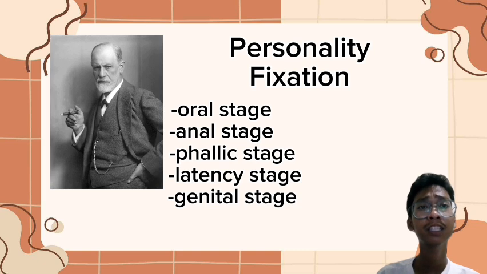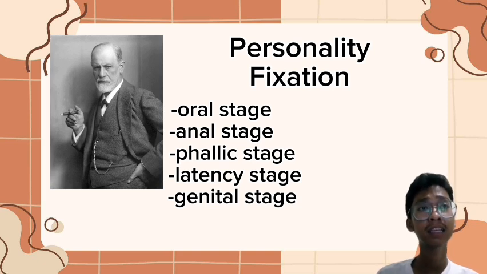Anal stage. During this stage, the focus shifts to bowel control and potty training. Children learn to gain pleasure from the process of elimination and begin to assert their independence. Phallic stage. Children become aware of their bodies and develop sexual identities.